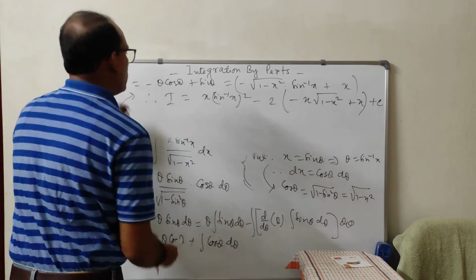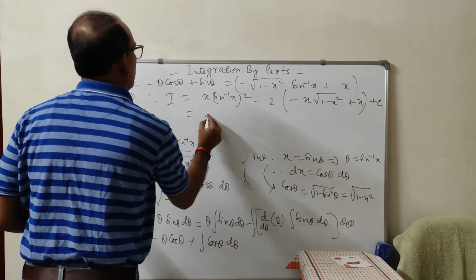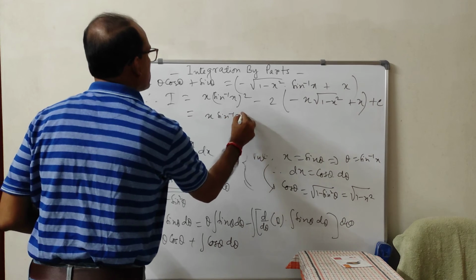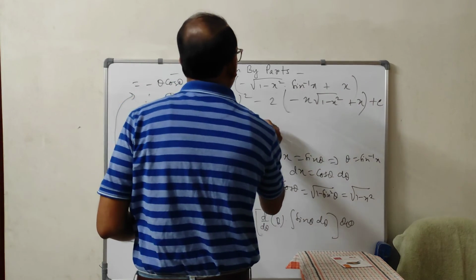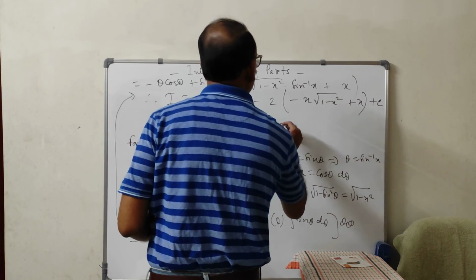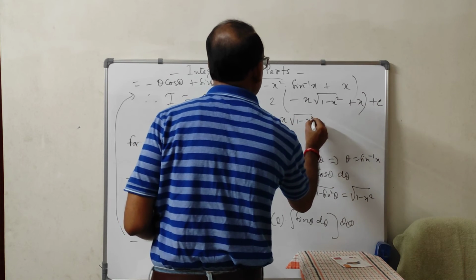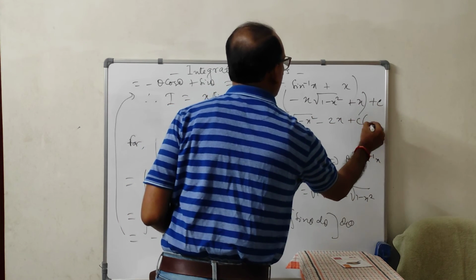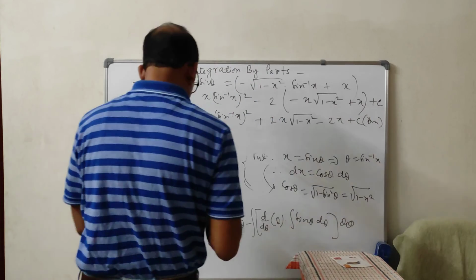Come here. So x sin inverse x whole square plus 2 x root over of 1 minus x square minus 2x plus c, and this is the end of the integral.